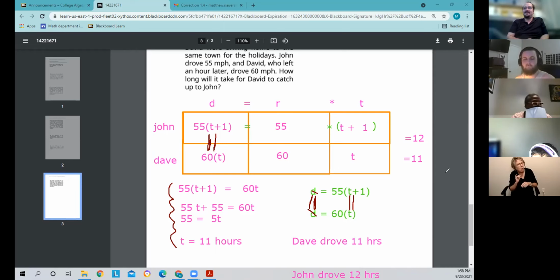Because they can set these tables up differently. Just a forewarning, this structure happens and we'll probably do some problems over with similar structures like this. But there are different ways they can structure this table, depending on how they ask you the question.